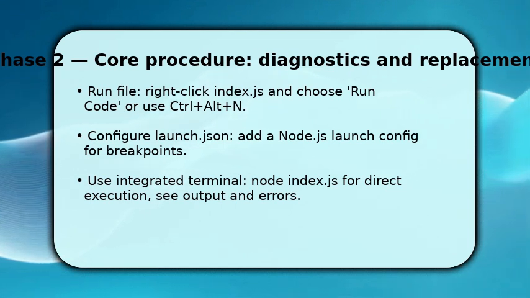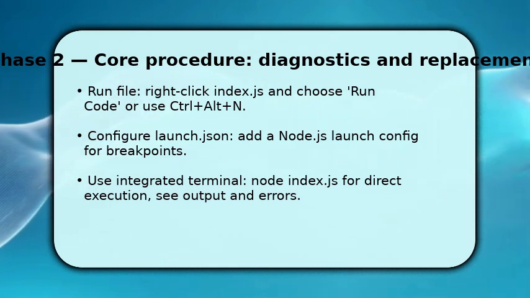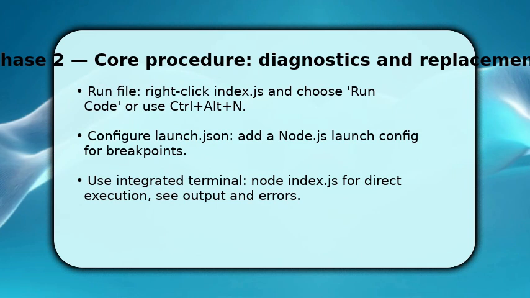Open the debug panel, set breakpoints, and start the debugger. This lets you step through lines. If you prefer manual execution, run node index.js in the integrated terminal to observe console logs and stack traces.